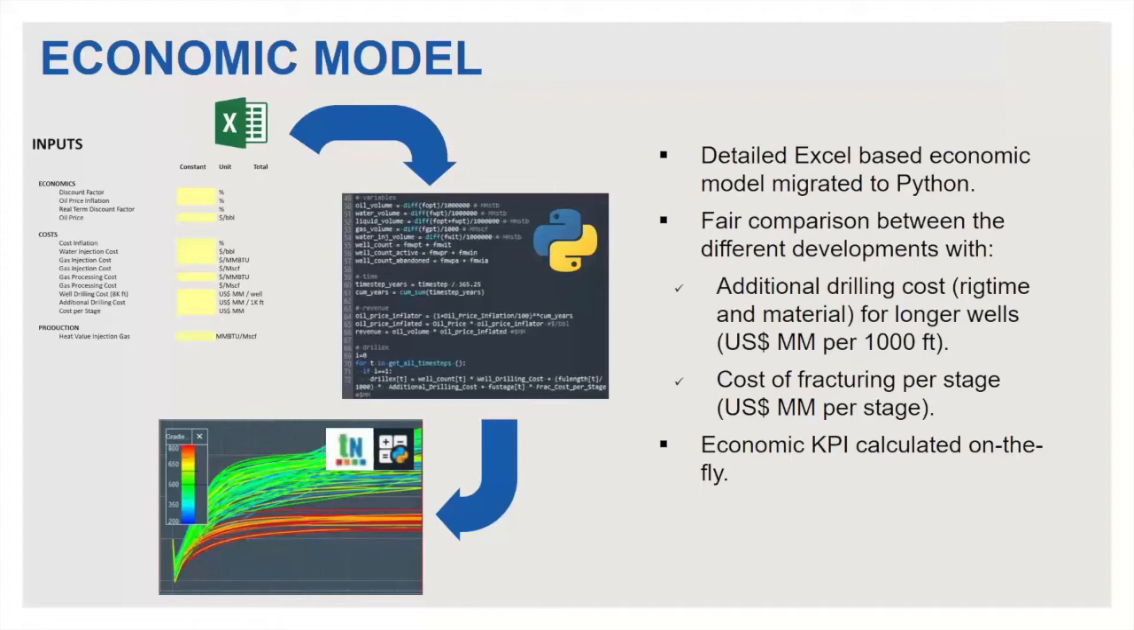So it's very useful. And the way the economic model was set up is it allowed a fair comparison between the different developments that were proposed. For example, longer wells have additional drilling cost because of rig time and material. So for longer wells, we have a certain cost, X million per 1,000 feet. And also fracturing, going for a 10-stage fracturing or a 20-stage fracturing has a different cost.